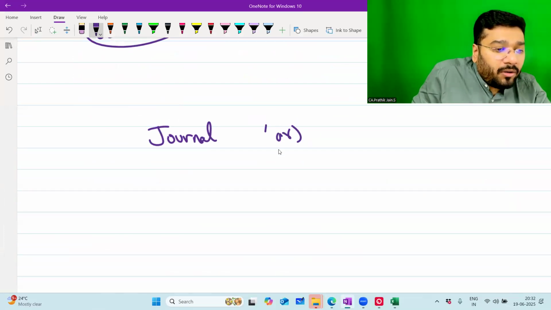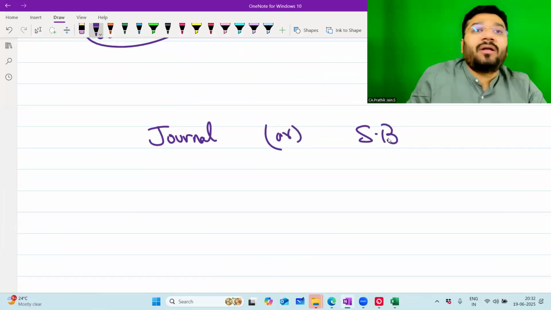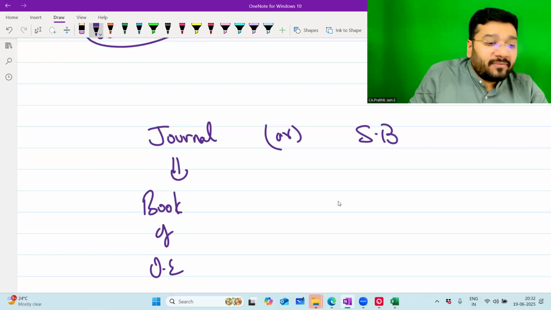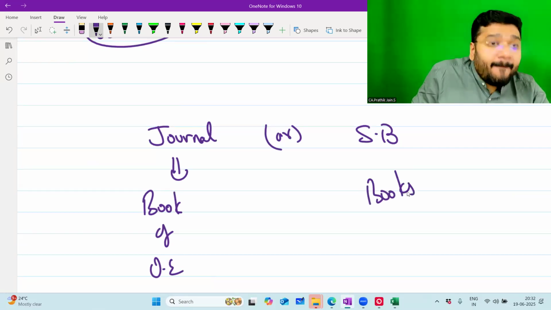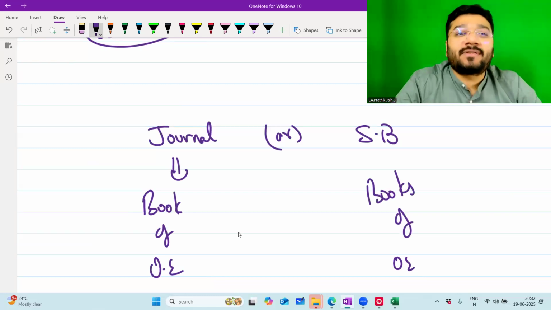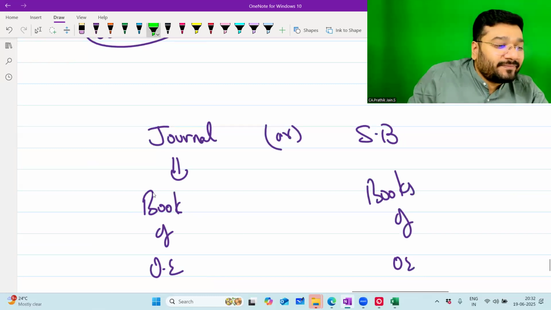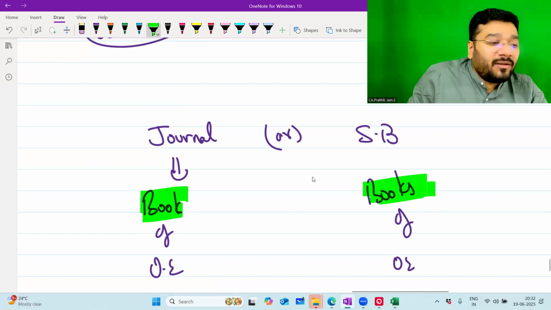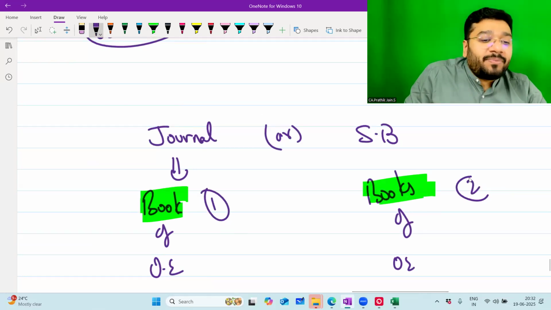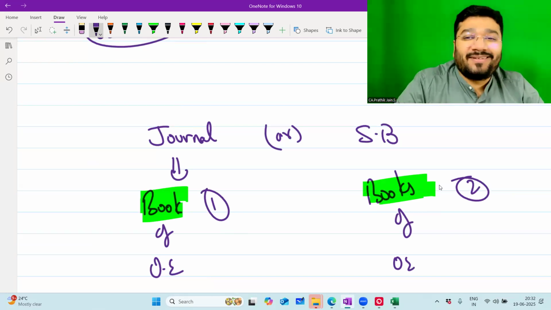Journal or special book or subsidiary book. This is called as book of original entry. This is called as books of original entry. What do you think is the difference? Singular, plural. Single book. Journal is one set of books. Subsidiary is multiple set of books.